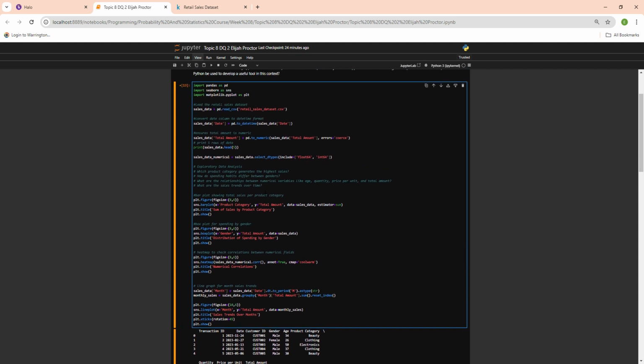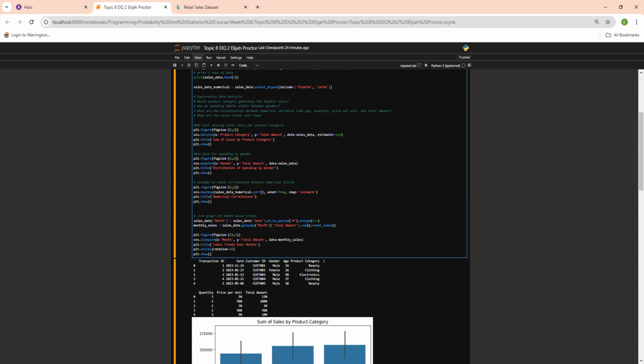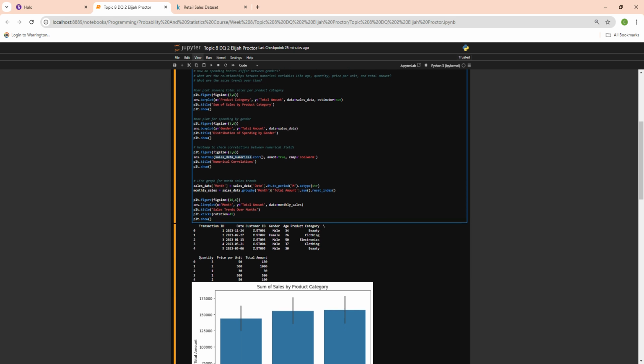So we have our bar plot here that's going to show the total sales per product category. And then we have our box plot for spending by gender. And then we have our heat map to check correlations between our numerical fields, so only using that sales numerical dataset. And then we have our line graph that is for our monthly sales trends.